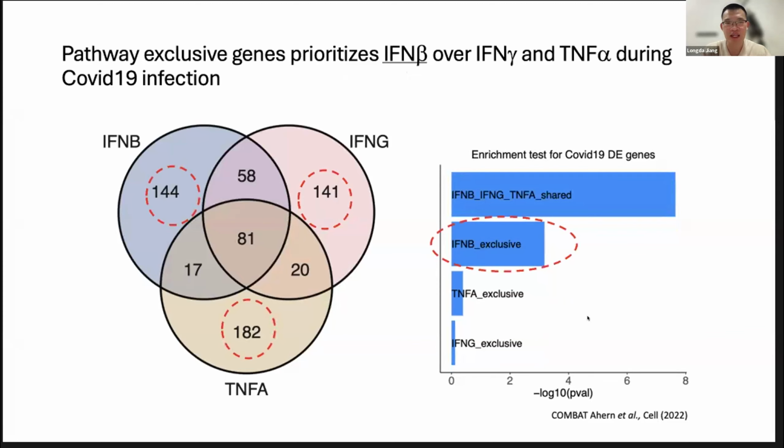This indicates that interferon beta might be more involved during the COVID-19 viral infection response in the human PBMC. These results highlight the importance of getting a comprehensive list of pathway genes as in our study. Otherwise, it is not possible to distinguish these highly correlated pathways.